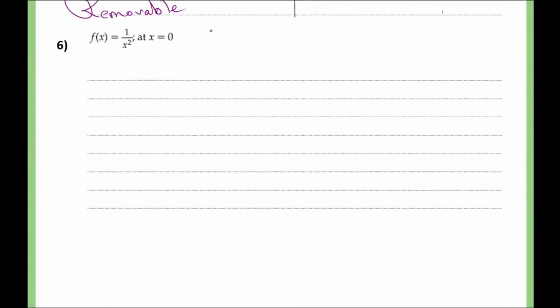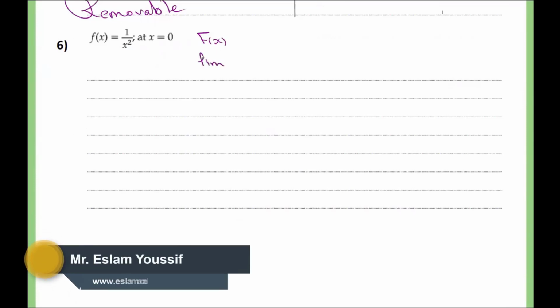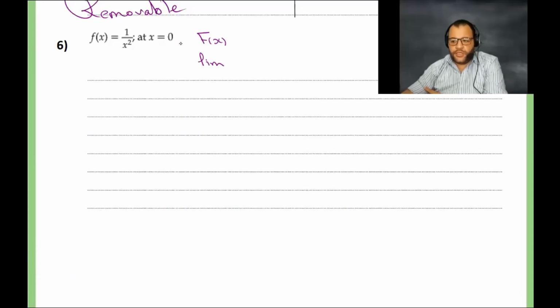We have now cases. The first one: if there is a value of the function and the limit, we need to study the continuity again. To check for the continuity, we need to study two parts. The first part, number one, you need to check if there is a value of the function or not. You have two cases: we have a value of the function, or there is no value of the function. If there is a value of the function, what is the meaning?